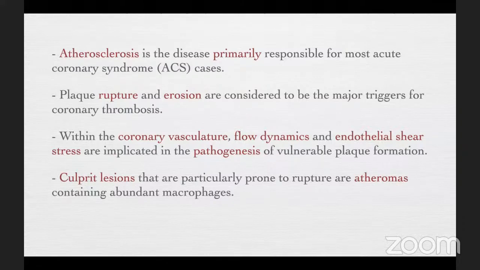Within the coronary vasculature, flow dynamics and endothelial shear stress are implicated in the pathogenesis of vulnerable plaque formation. A large body of evidence indicates that in numerous cases, culprit lesions are stenoses of less than 70% and are located proximally within the coronary tree. Coronary atherosclerosis is especially prominent near branching points of vessels. Culprit lesions that are particularly prone to rupture are atheromas containing abundant macrophages, a large lipid-rich core surrounded by a thin fibrous cap.